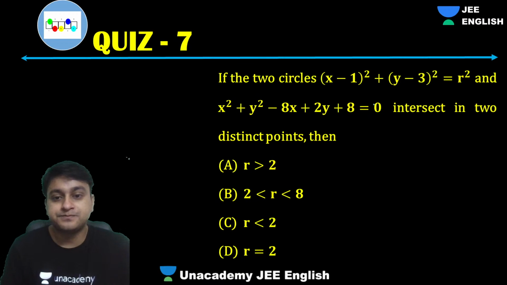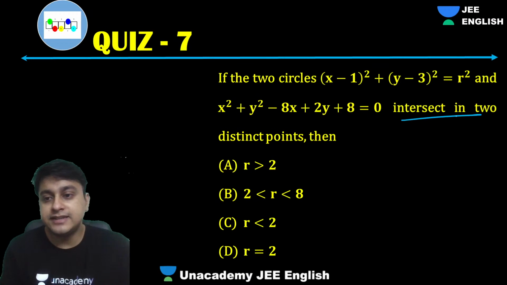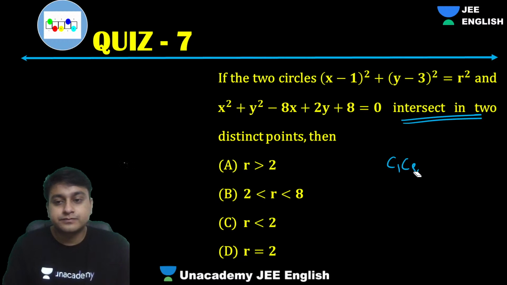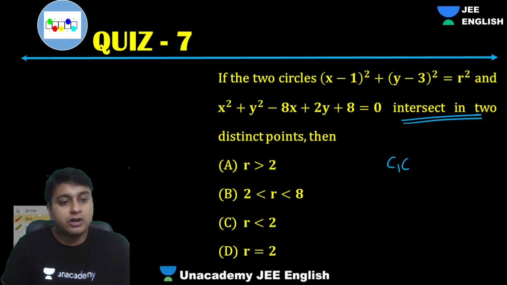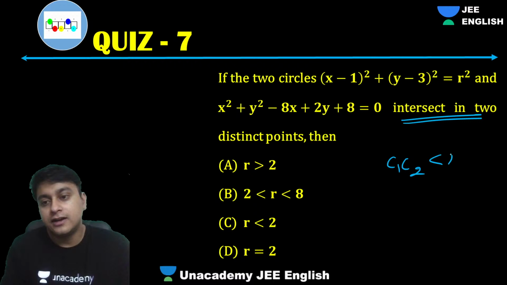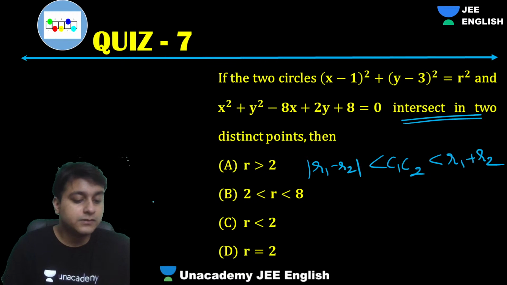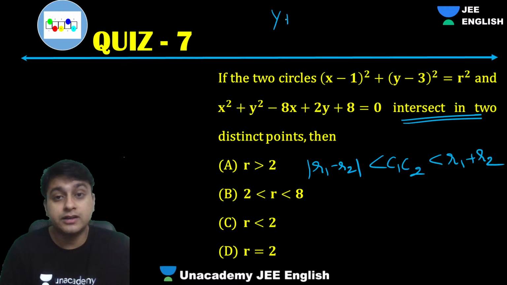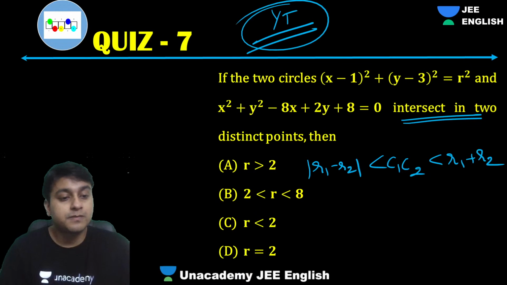So guys, let's see. That means the circles intersect at two different points. That means C1C2, as I told you with the condition, will be less than R1 plus R2 and greater than mod of R1 minus R2. The revision will be on YouTube only.